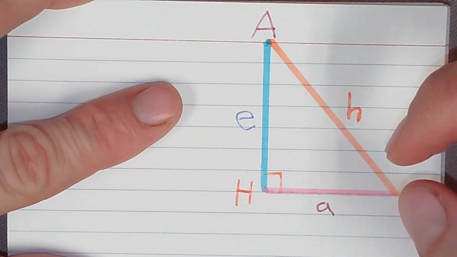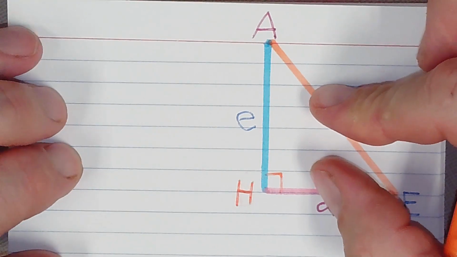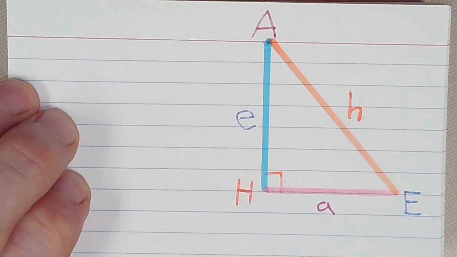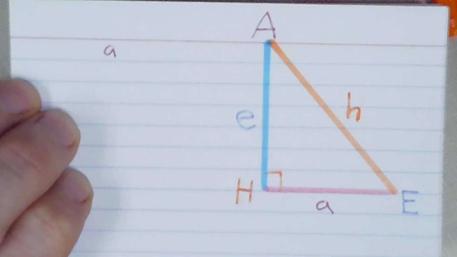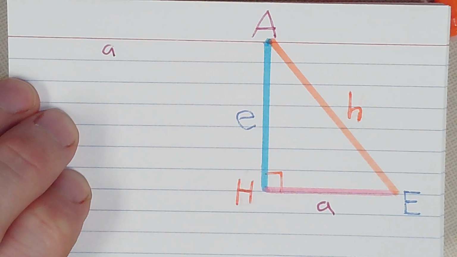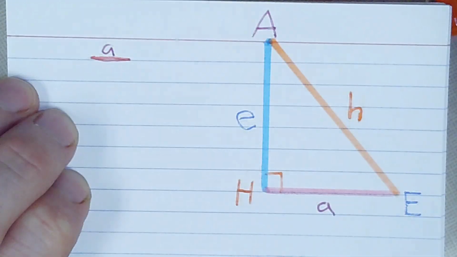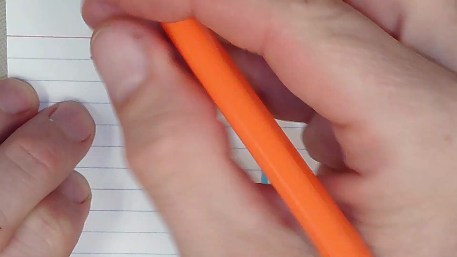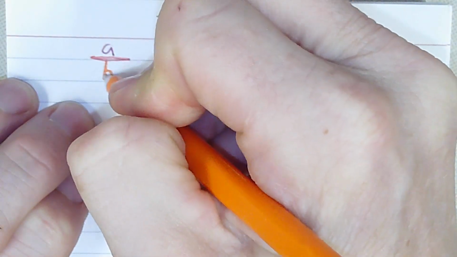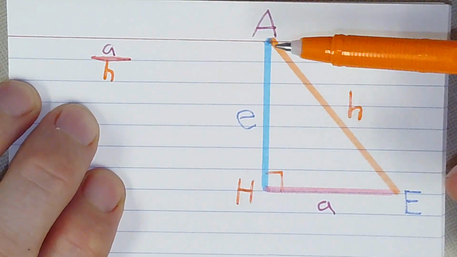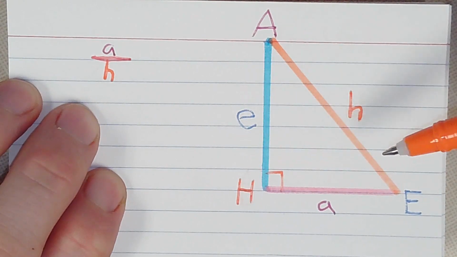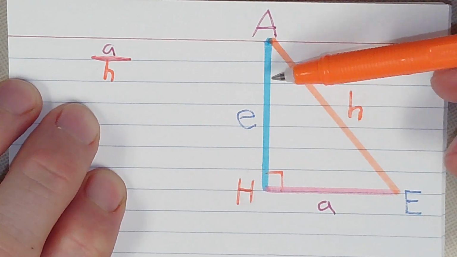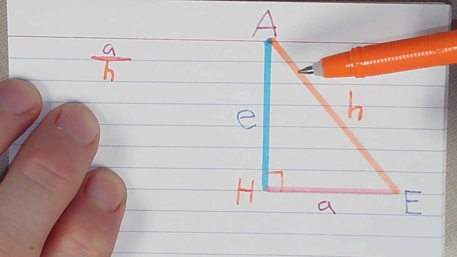The ratio will be the same because they're similar triangles, right? So I can say that the opposite line segment, A, divided by H is always going to be some number, right? And because H is always going to be bigger than A, it's going to be less than 1 for this angle, whatever this angle might be.